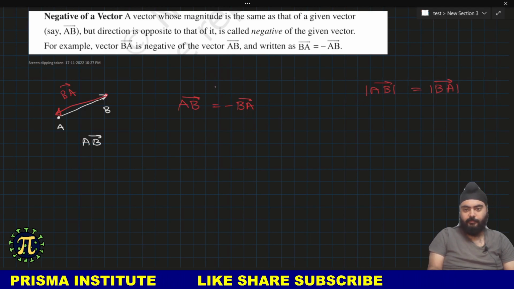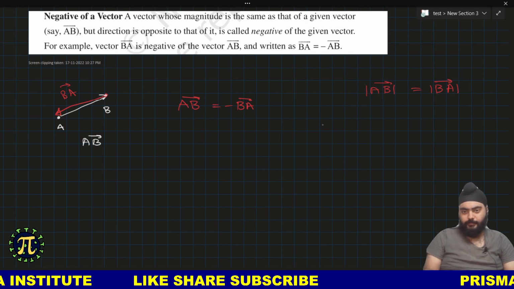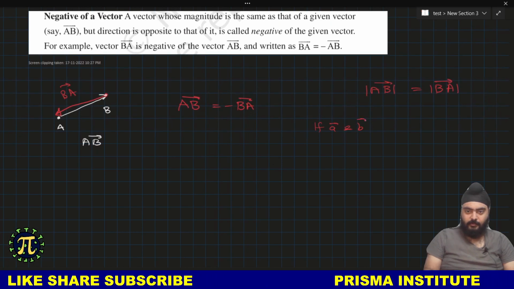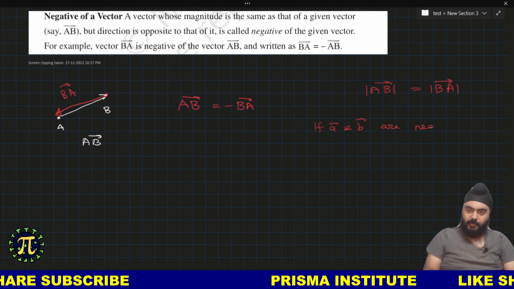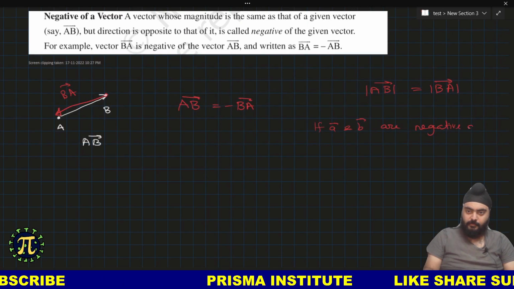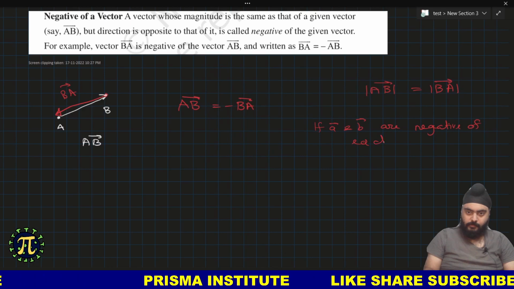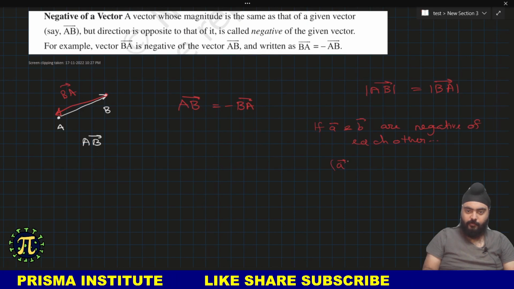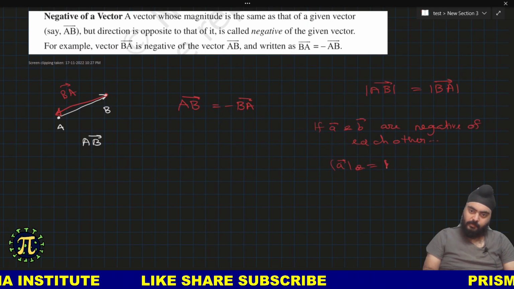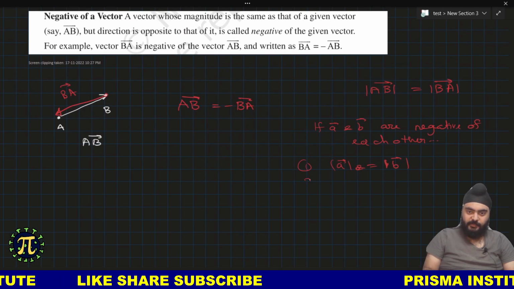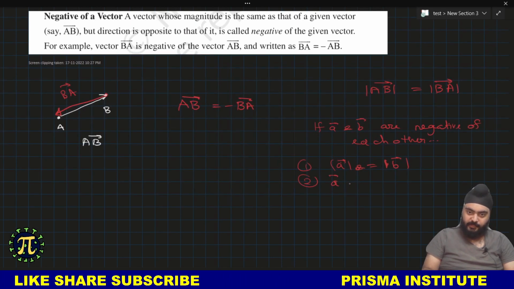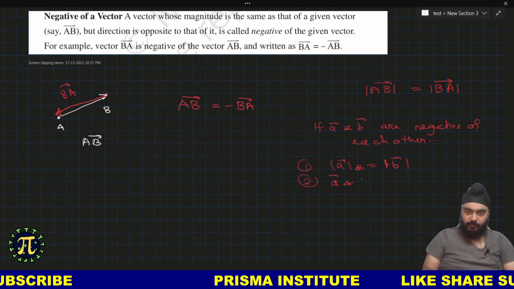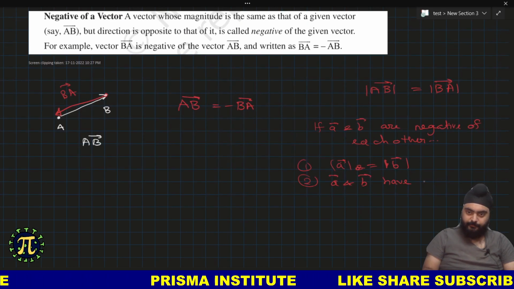So, the negative of a vector. If A vector and B vector are negative of each other, then you should simply check if mod A is equal to mod B, and that A and B vector have opposite directions. If they have the same direction, of course they are equal vectors, right? If A vector and B vector have opposite directions.